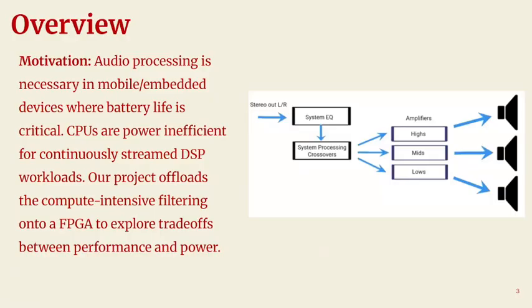The motivation for this application is that audio processing is necessary in almost all mobile and embedded devices, and it is usually a platform where battery life is critical. CPUs are power inefficient for continuously streamed DSP workloads. Our project seeks to offload these computationally intensive filtering tasks onto an FPGA to explore trade-offs between power and performance.